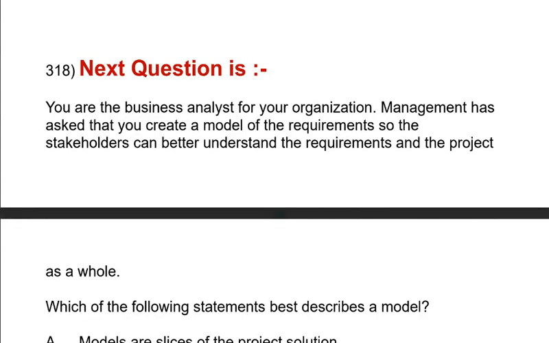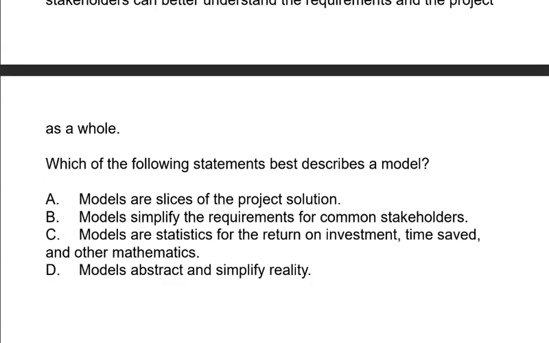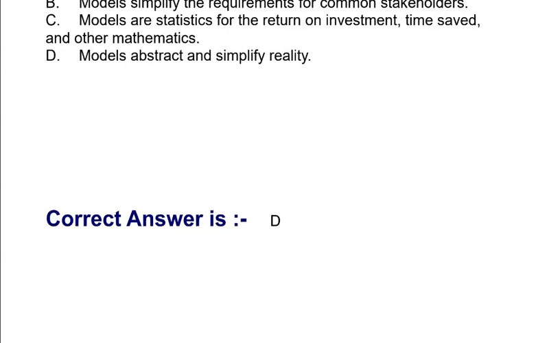Question is you are the business analyst for your organization. Management has asked that you create a model of the requirements so the stakeholders can better understand the requirements and the project as a whole. Which of the following statements best describe a model? Option A models are slices of the project solution. Option B models simplify the requirements for common stakeholders. Option C models are statistics for the return on investment, time saved, and other mathematics. Option D models abstract and simplify reality. Correct answer is option D.